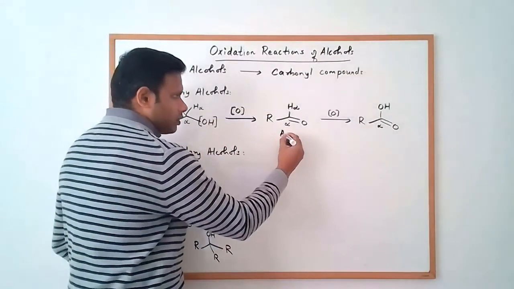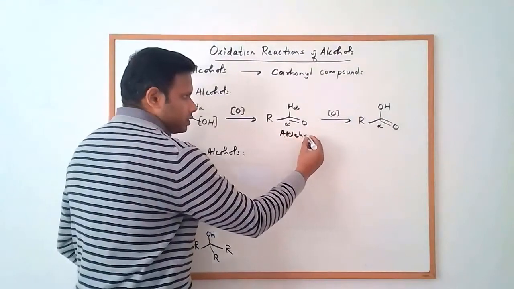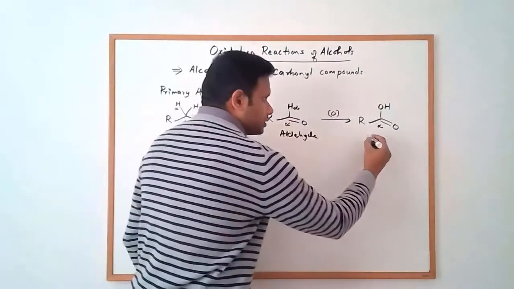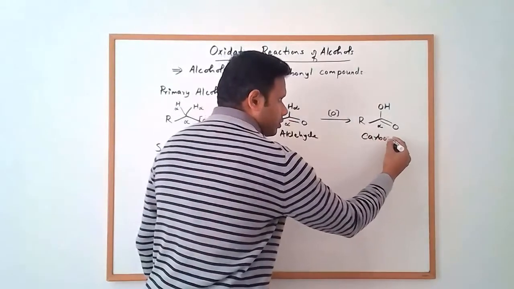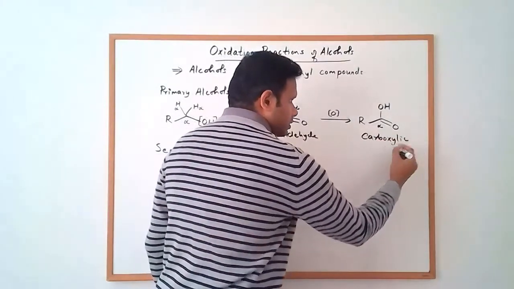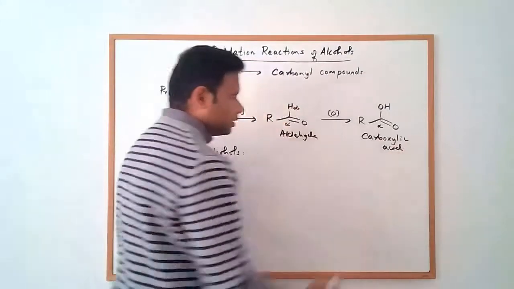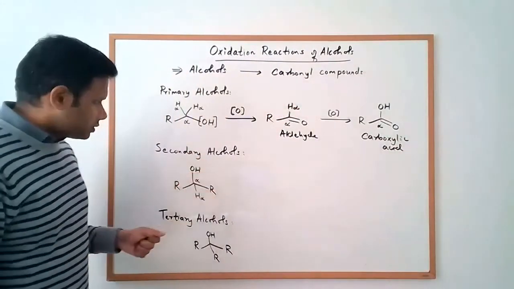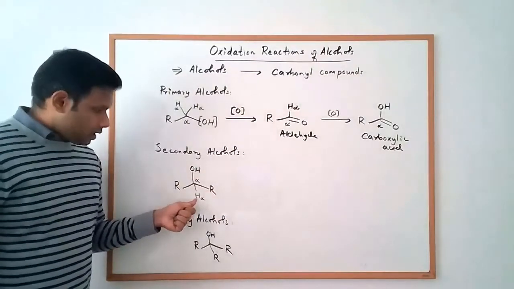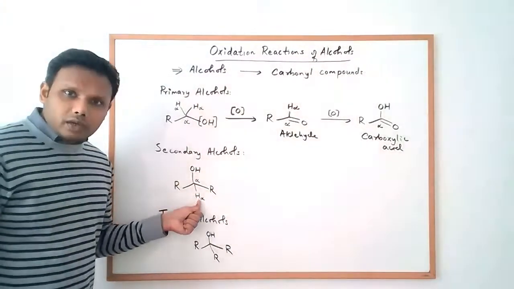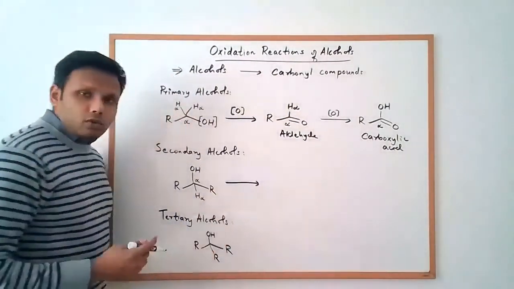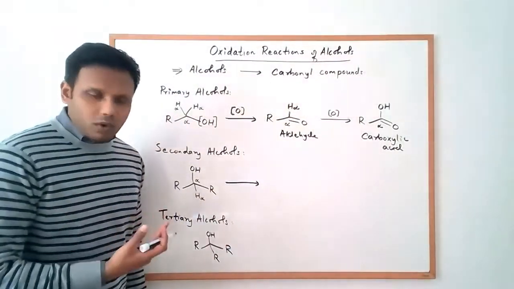So a primary alcohol can be first oxidized into an aldehyde, and then a complete oxidation of a primary alcohol would give us a carboxylic acid as our end product. Coming to secondary alcohols. Secondary alcohols have only one alpha hydrogen. That means secondary alcohols can only be oxidized once.